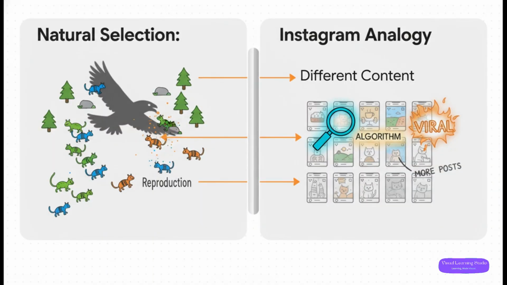You know, to make this really stick, think of it like Instagram. Seriously. You've got variation. Everyone's posting different kinds of content, right? There's a struggle for existence, or in this case, a competition for attention. The fittest content, the stuff that people love, goes viral. And what happens next? The people who made the viral posts get more followers and post more of that same kind of stuff. It's the exact same principle, just playing out with memes instead of finch beaks.